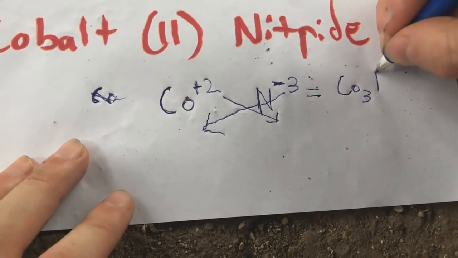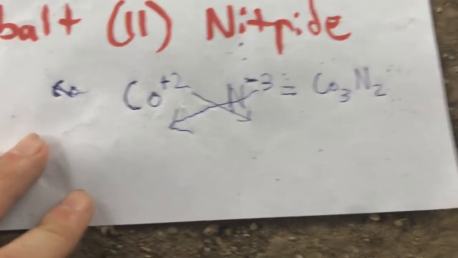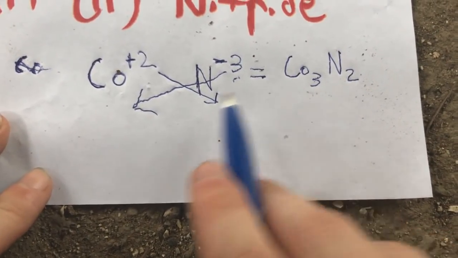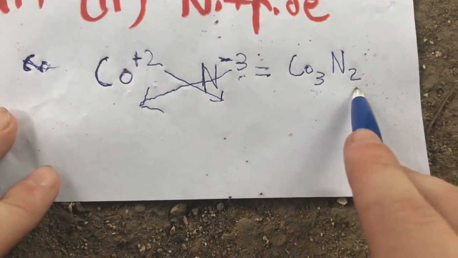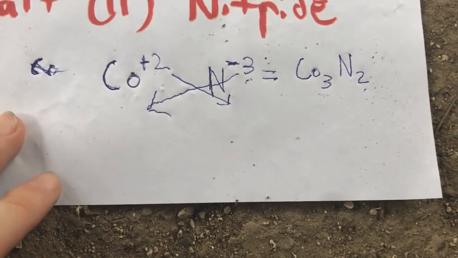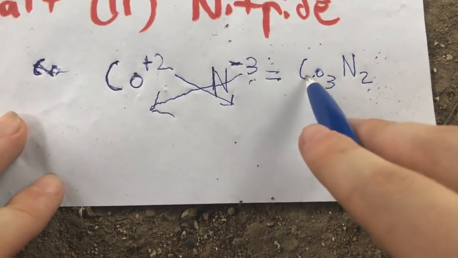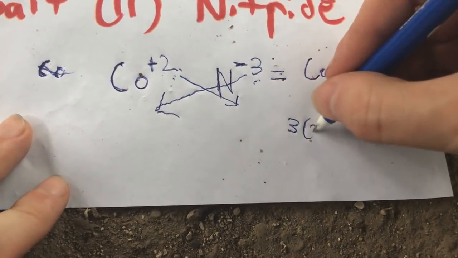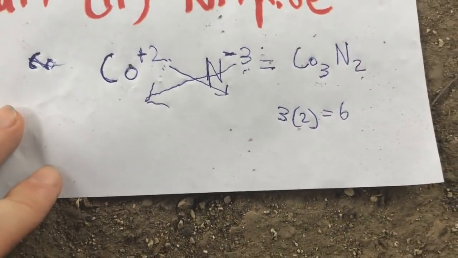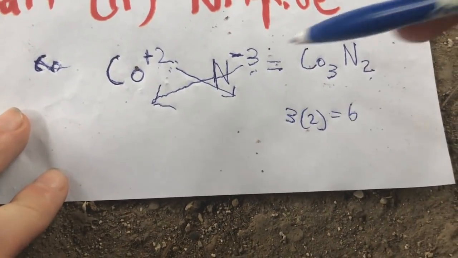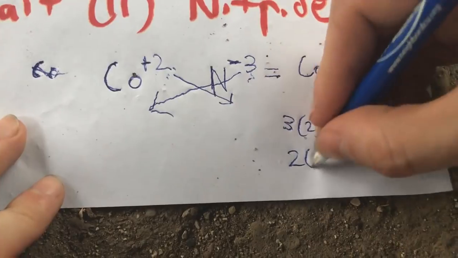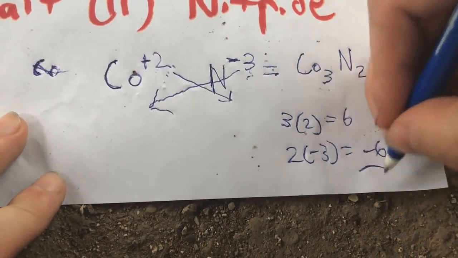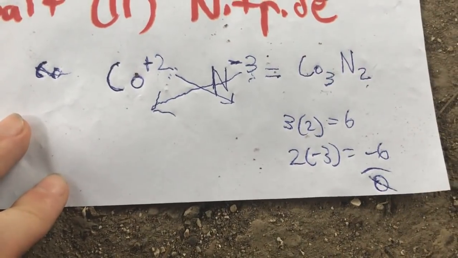Okay, so this 3 became the subscript for the cobalt, and this 2 became the subscript for the nitrogen. And if you break it apart, so if we have 3 +2 cobalts, 3 times 2 gives you 6, and then if we have 2 -3s, that gives you -6, and therefore they cancel each other out.